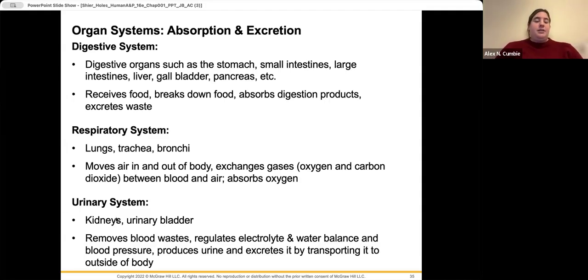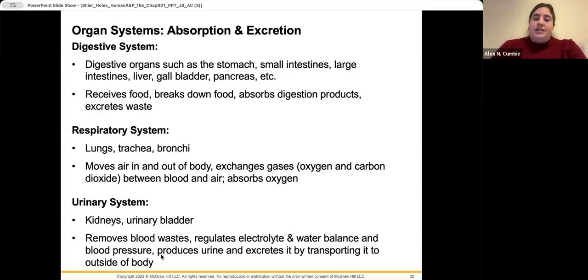The last system for absorption and excretion is the urinary system. The key organs here are the kidneys and your urinary bladder. We do have a few other structures like your ureters, which connect your kidneys to your bladder, and your urethra, which allows you to release urine from your body.